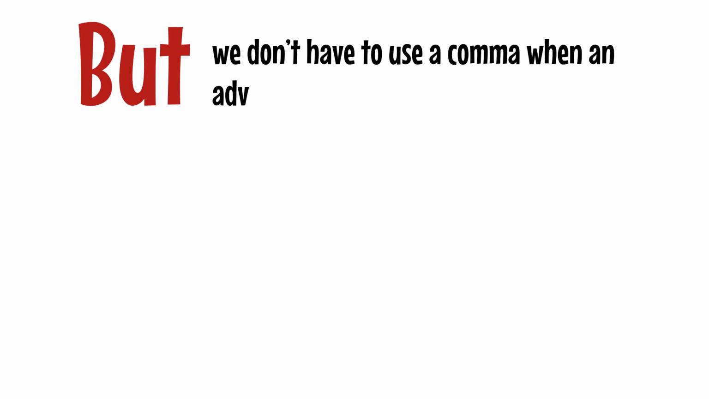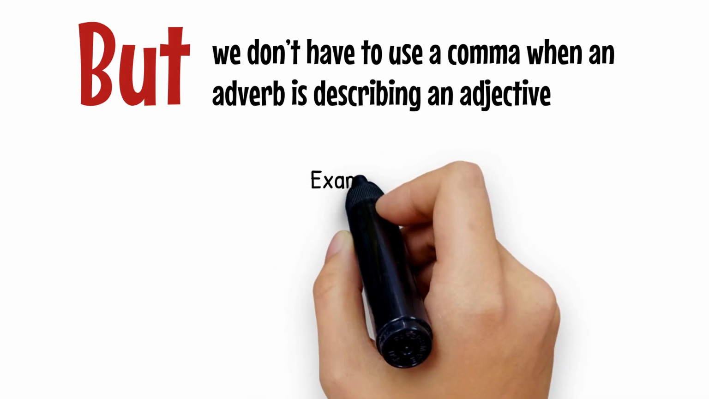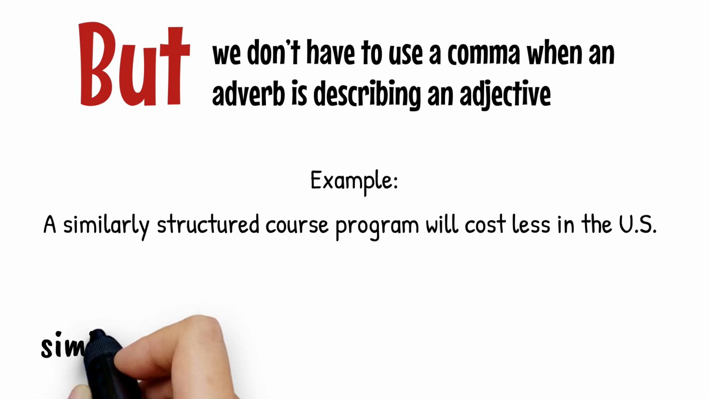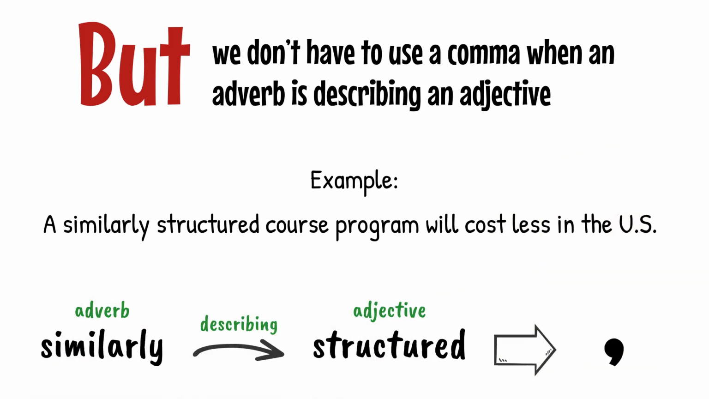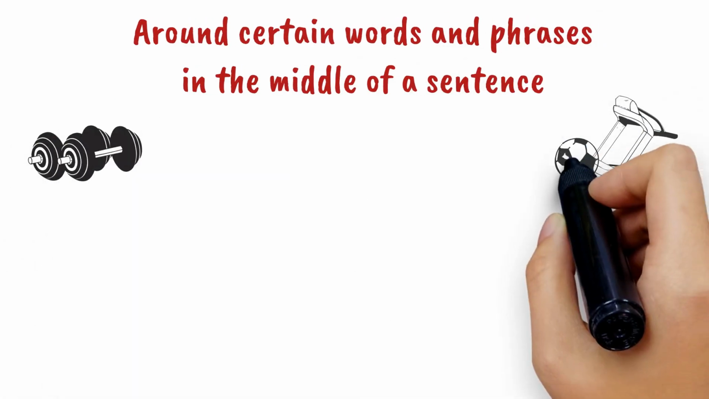But please note that we don't have to use a comma when an adverb is describing an adjective. Example: a similarly structured course program will cost less in the US. In the above example, the adverb similarly is describing the adjective structured, so we don't have to use a comma after similarly. So the final situation where we use a comma is around certain words and phrases in the middle of a sentence.